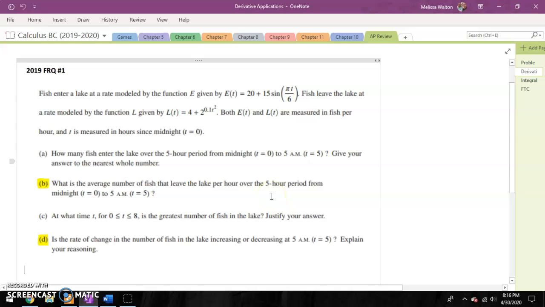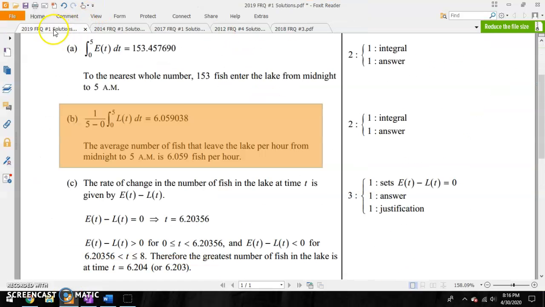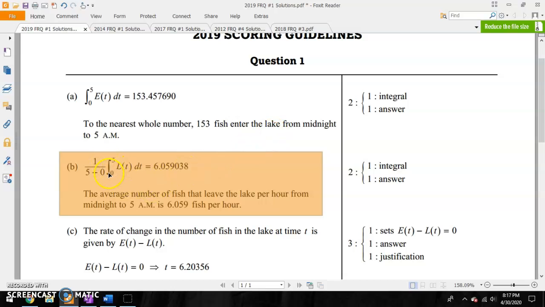All right, so here's the way that I would do this. The average number of fish that are leaving per hour. Well, let's go ahead and add up all of those rates and then divide by the total. We are adding up all of the fish that are leaving per hour and then dividing by 5 hours. So the average number of fish that leave the lake per hour from midnight to 5 a.m. is 6.059 fish per hour. We added up how many are leaving, divided by how many hours, and that is what we are getting there.